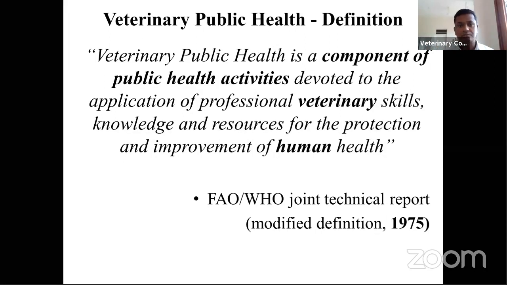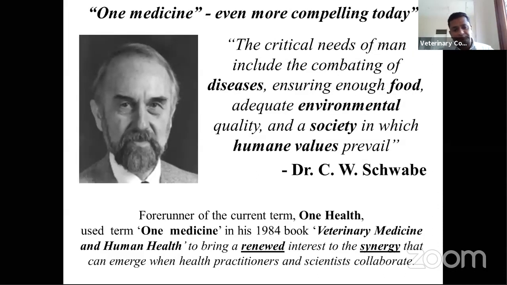Okay, so let me read the definition again. The 1975 definition given jointly by FAO and WHO: Veterinary public health is a component of public health activities devoted to the application of professional veterinary skills, knowledge, and resources for the protection and improvement of human health. Please remember this definition. And friends, each word in this definition is very important. Let us go next.